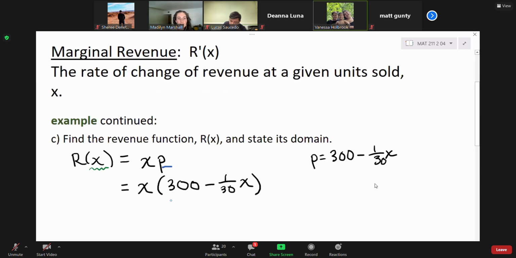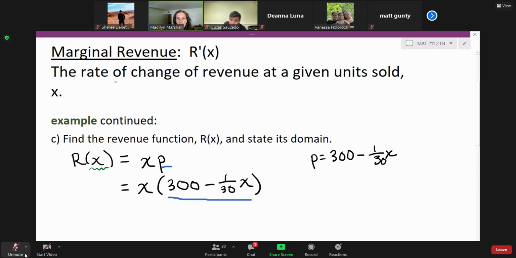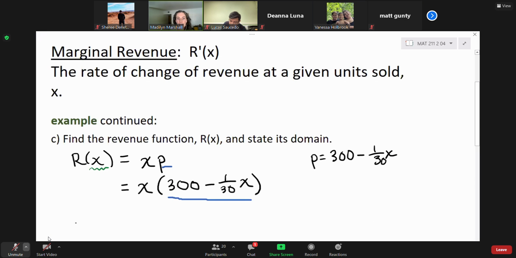P is being replaced by what it equals in terms of X. Distributing would still be a correct answer for the revenue, but we are going to want that X to be distributed, so we should do that.